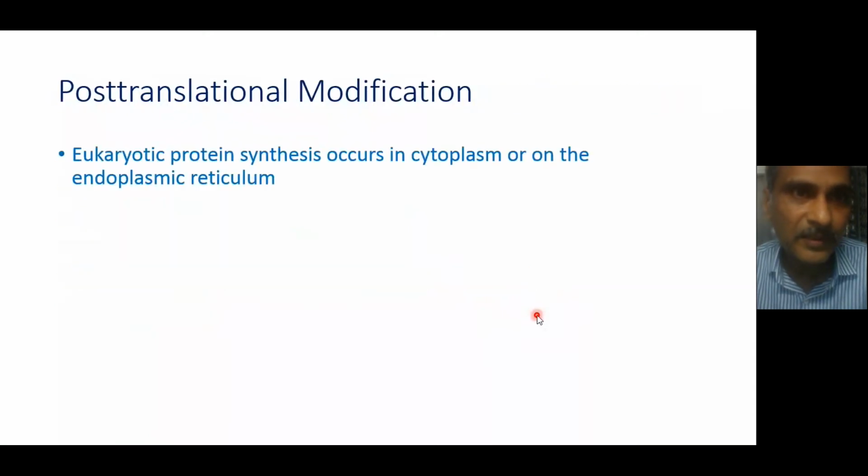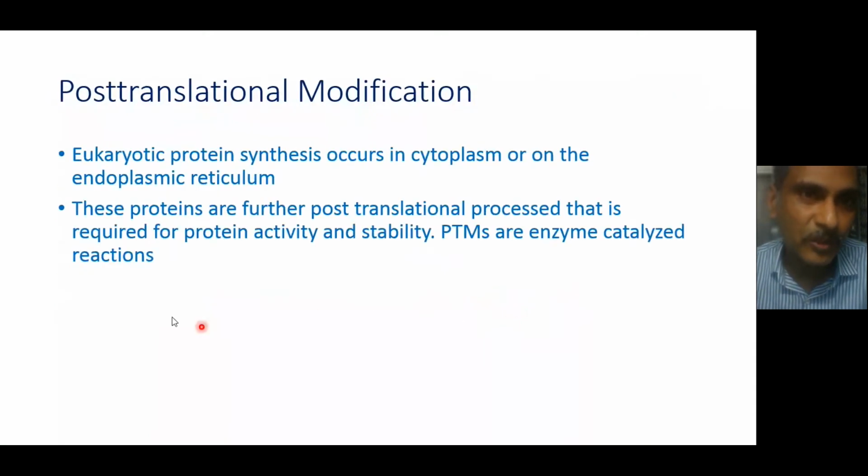All of you know that post-translational modification in eukaryotes is a very important phenomenon, and mostly it occurs in the cytoplasm or endoplasmic reticulum, and these are very important for protein activity and stability. And these are enzyme-catalyzed reactions, so they cannot happen on their own; they need specific enzymes to be present to carry out this reaction. For example, kinases are required for carrying out phosphorylation. Similarly, other specific enzymes are required to carry out the modifications.